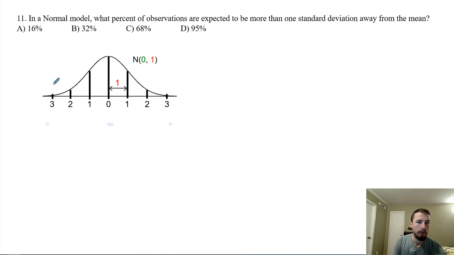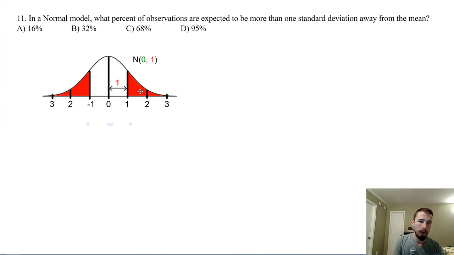All right, in a normal model, what percent of observations are expected to be more than 1 standard deviation away from the mean? So it's not just a positive 1 standard deviation above the mean, it's also the negative standard deviation as well. So it's going in both directions. Again, these should be negative values. I really should have fixed that, but you get the idea. So it's not just greater than 1 standard deviation, it's more than 1 standard deviation away from the mean. So it goes in both directions.